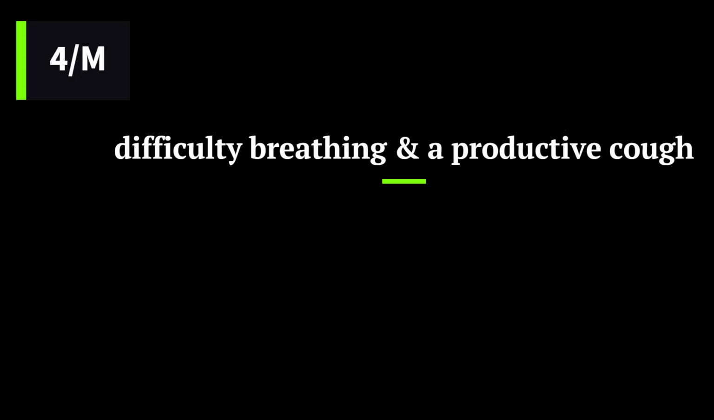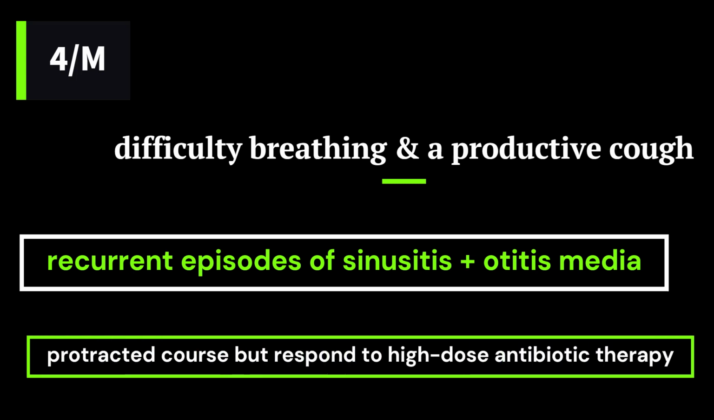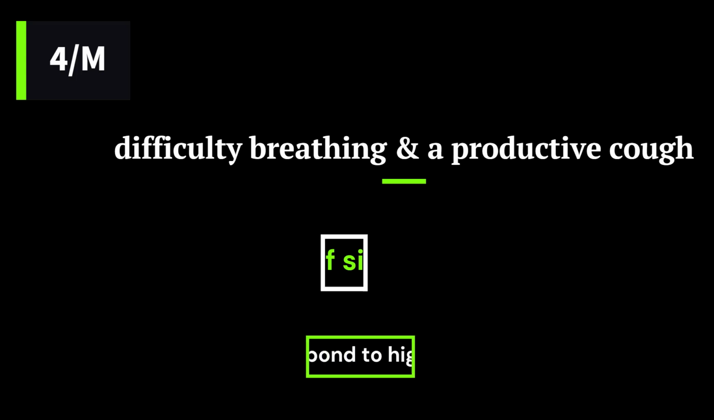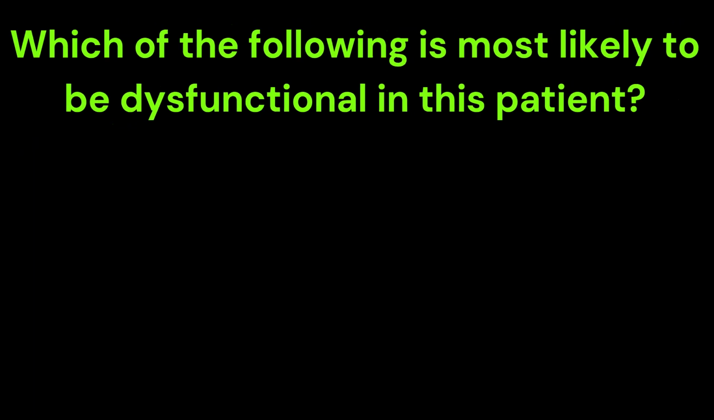a productive cough. He has a past medical history of recurrent episodes of sinusitis and otitis media. The respiratory infections typically have a protracted course but respond to high-dose antibiotic therapy. Pulmonary auscultation shows crackles and wheezing. Cardiovascular examination shows a cardiac point of maximal impulse that is palpated at the right fifth intercostal space. The question is: which of the following is most likely to be dysfunctional in this patient?